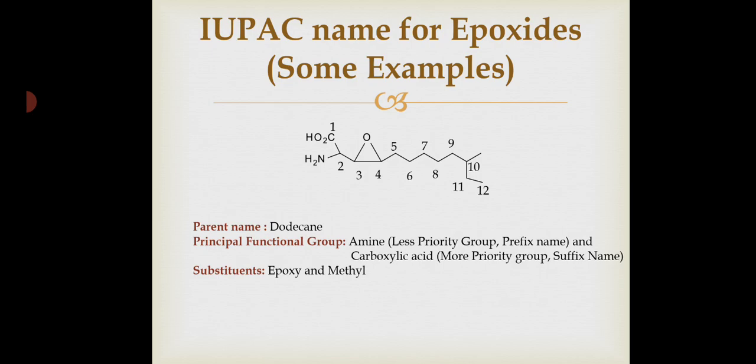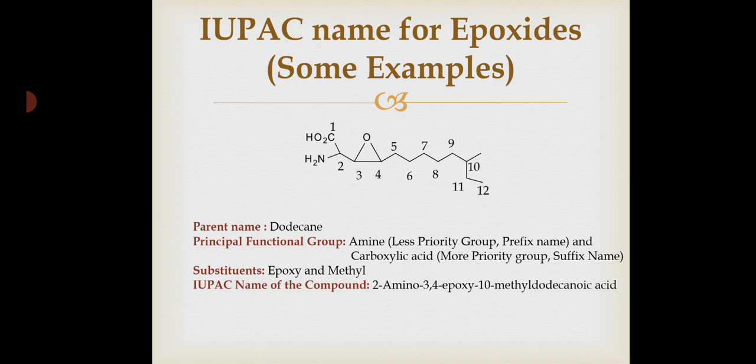So what is the IUPAC name of this compound? Where is the amine group situated? Amino group is situated at 2 position. So an epoxy ring is between 3 and 4 carbon. So 3,4-epoxy. Methyl group is at 10 position. So the IUPAC name of this compound is 2-amino, 3,4-epoxy, 10-methyl, dodecanoic acid.